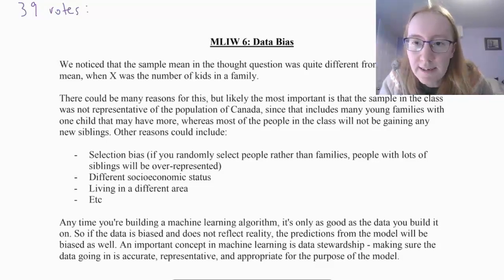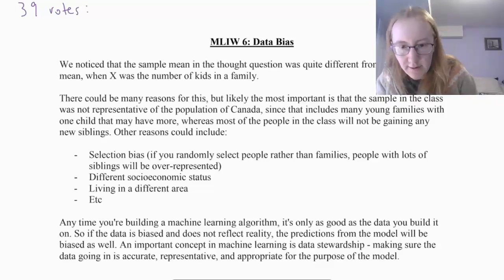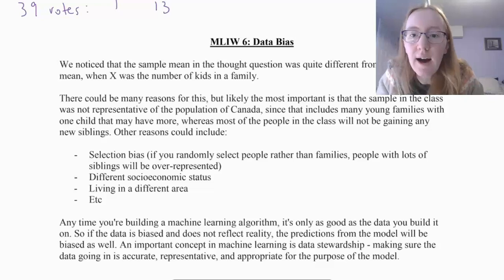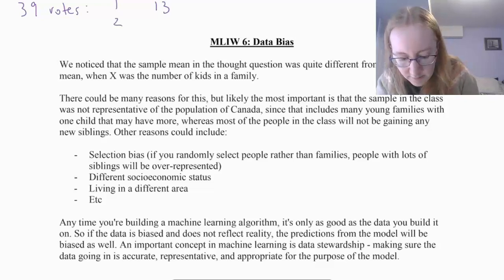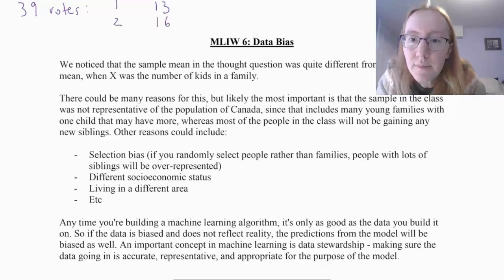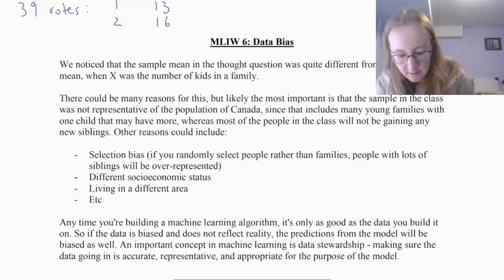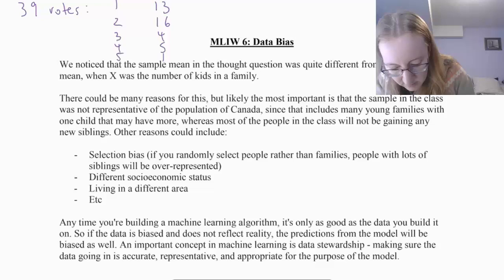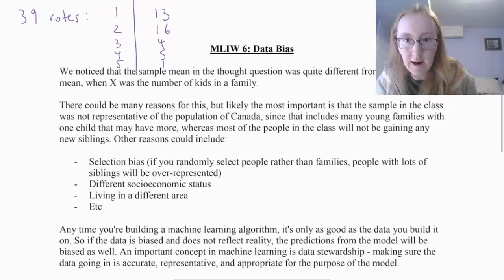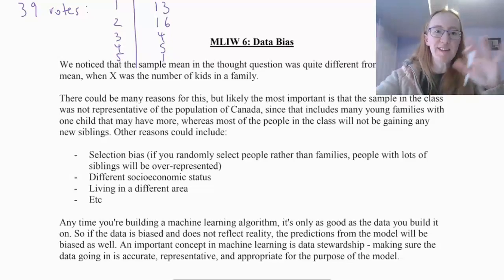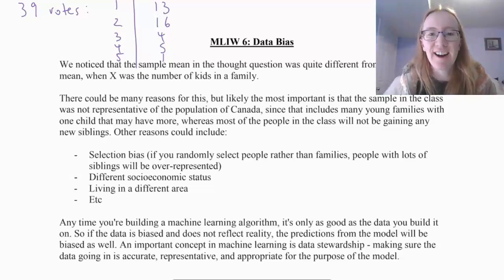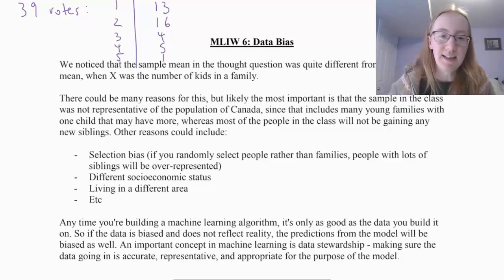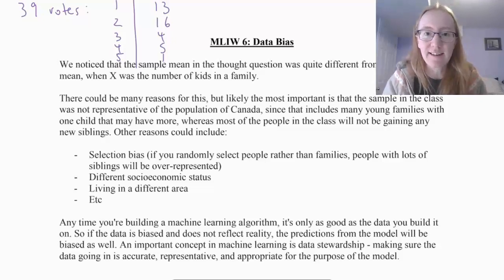So 13 said 1. 16 said 2. 4, 5, and 1. So that's our frequency chart there of the number of kids in the family. And so we can then calculate, of course, the mean, the median, and the mode of that distribution.